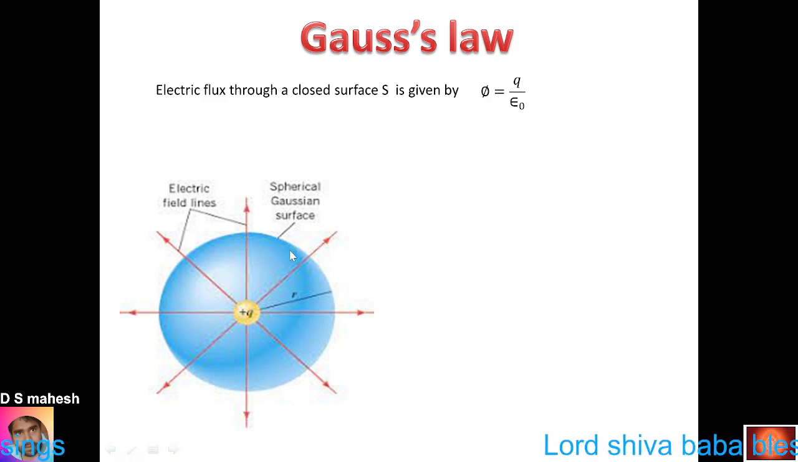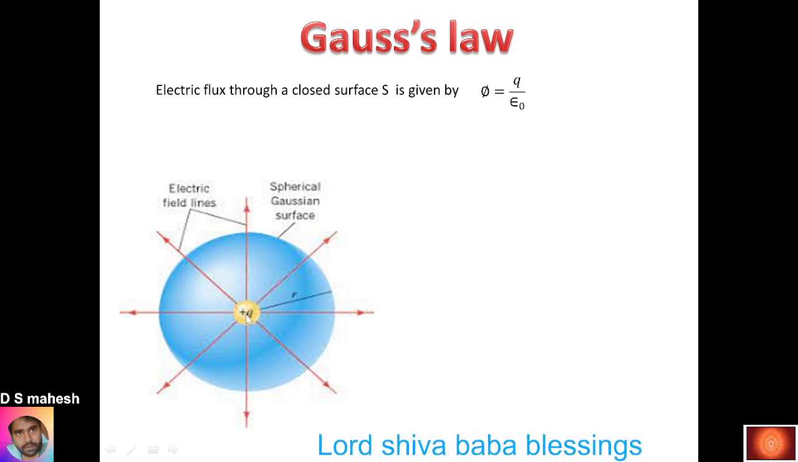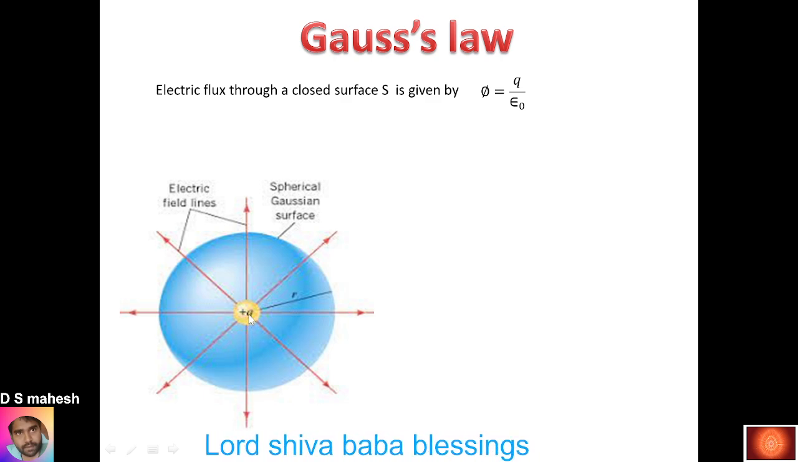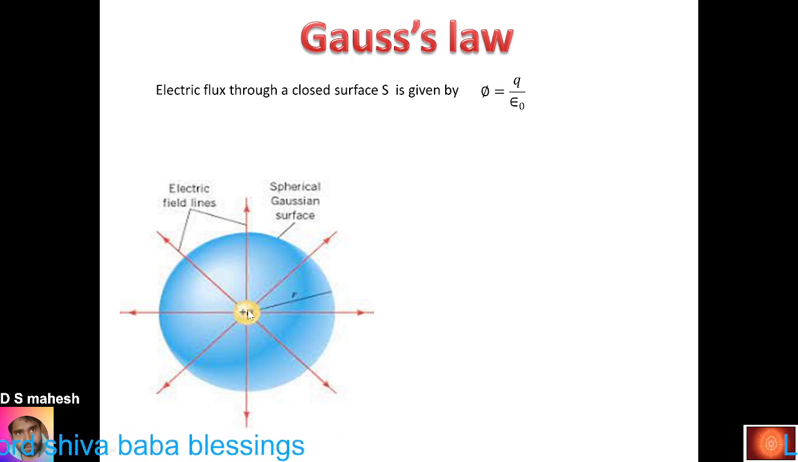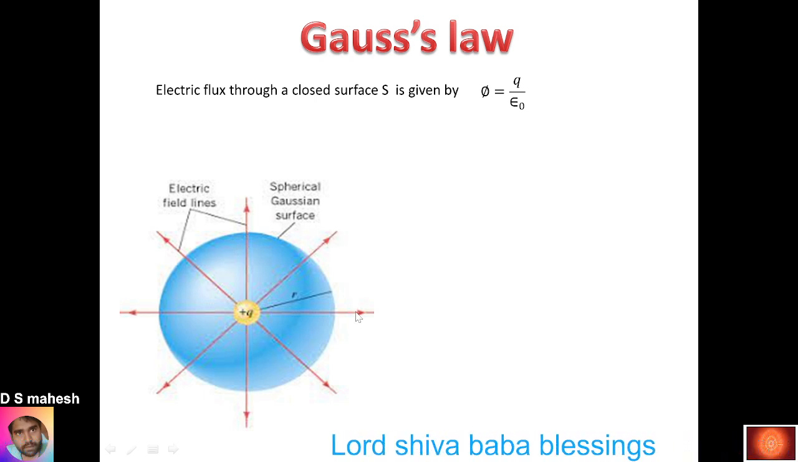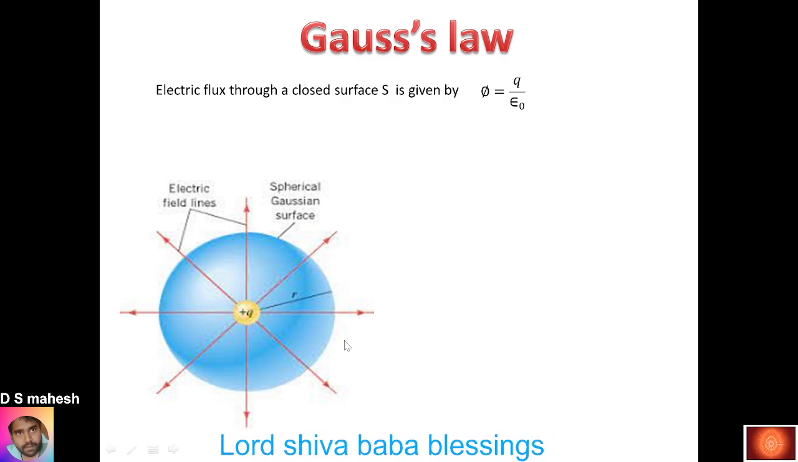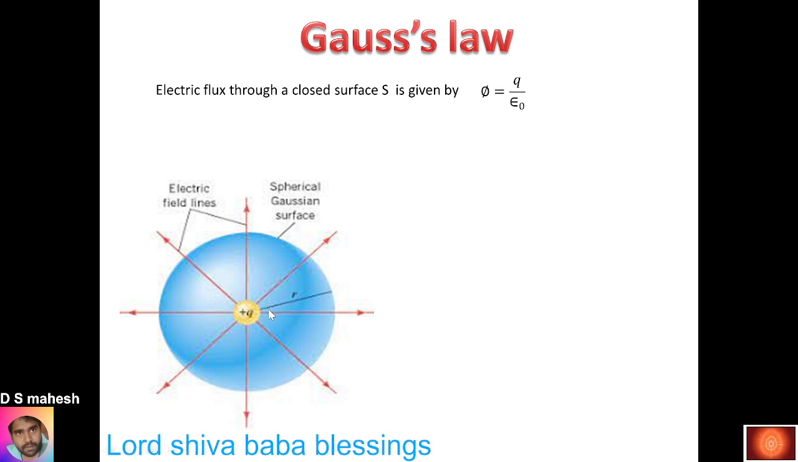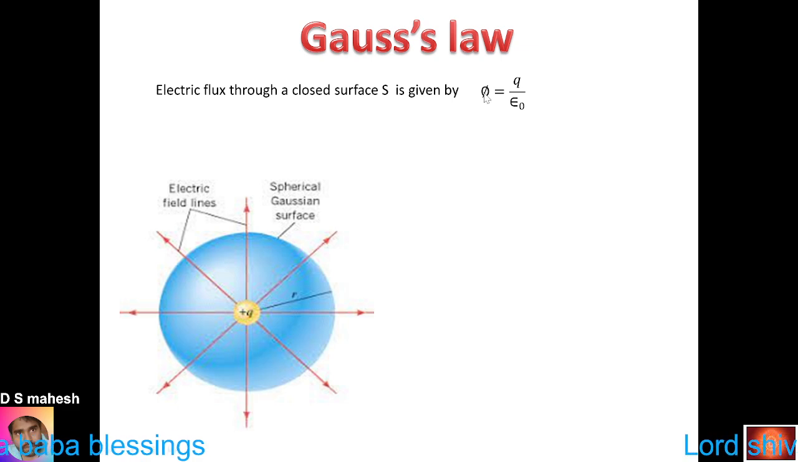So what Gauss is telling us is, if a charge q is there and if it is surrounded by a Gaussian surface, then this charge q, as you know, will emit electric field lines. If those electric field lines are captured by the surface, that will be called electric flux. If you are able to calculate the amount of electric flux captured by the Gaussian surface, then you'll be able to calculate the charge. So the relation is given by phi is equal to q divided by epsilon naught.